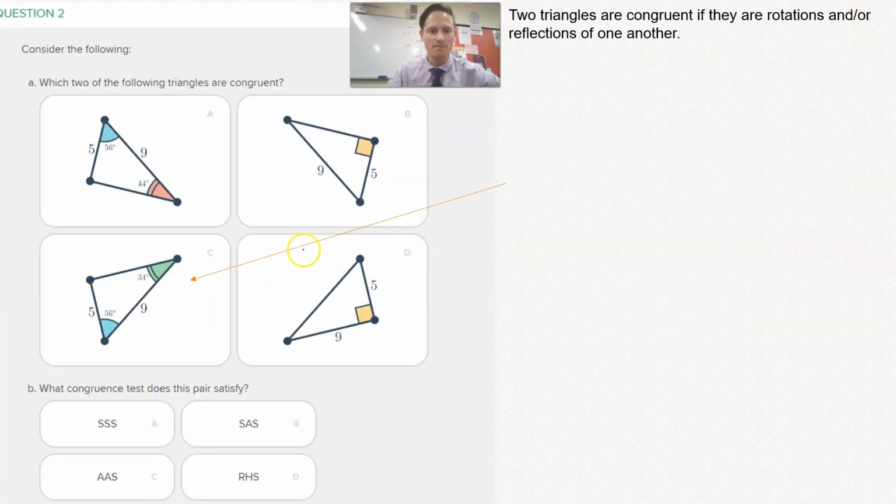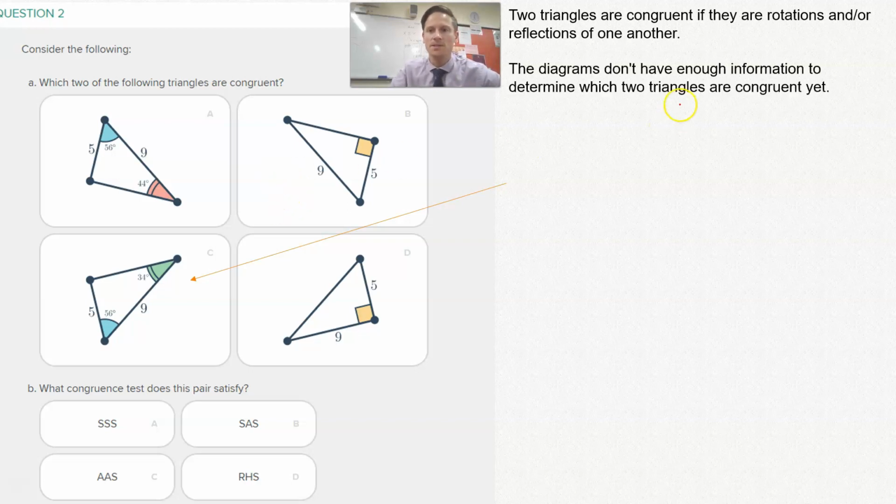All right, let's move on. So which of the two triangles are congruent? Now this is quite tricky here. The diagrams don't have enough information to determine which two triangles are congruent yet. Now, you might look at these two and think they look the same. There's yellow, there's a 9 and a 5. We're laughing here, but they're actually not corresponding sides.